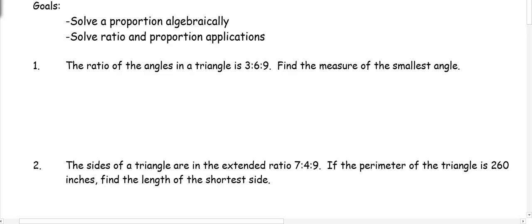This video is about solving proportions algebraically and solving ratios in proportion applications. So the ratio of angles in a triangle is 3:6:9. Find the measure of the smallest angle.